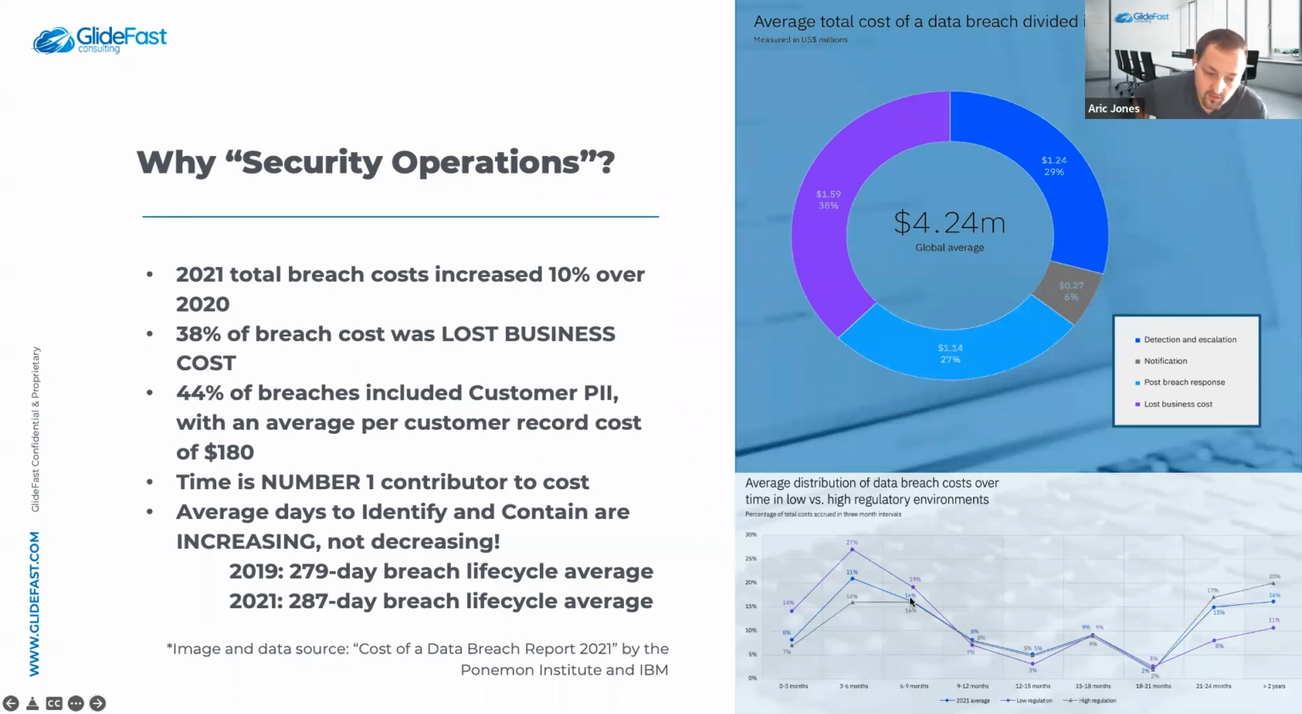So we can very quickly surmise and see time. The sooner we can identify and fix, if breach occurs, the sooner we can eliminate or reduce our cost.